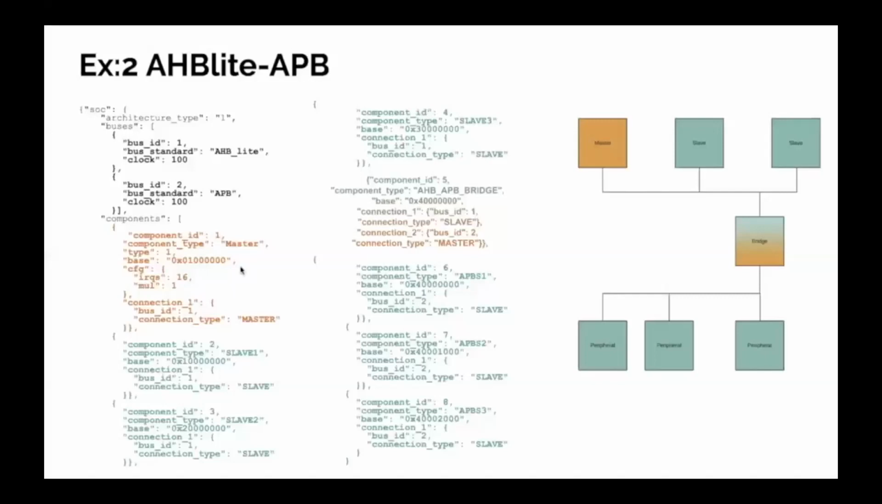This section again corresponds to the AHB master, followed by the AHB slaves, and this section right here corresponds to the bridge. Now the bridge is considered a slave for the AHB bus, but is considered a master on the APB. That is why we have 2 connections, unlike the others. Connection 1 with bus ID1 is of type slave, connection 2 is of type master.